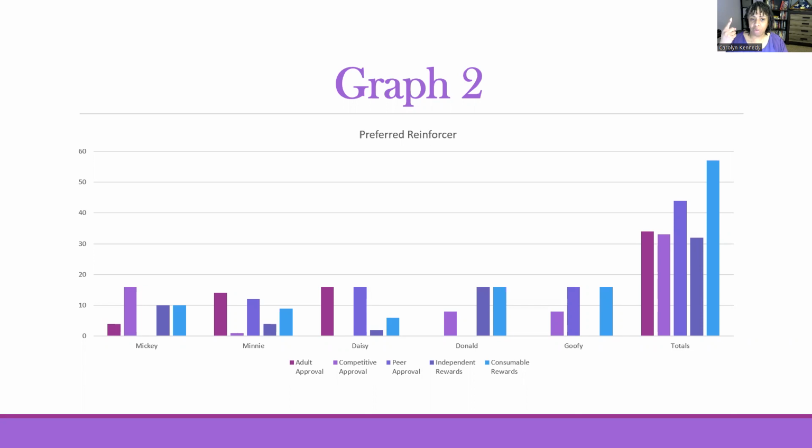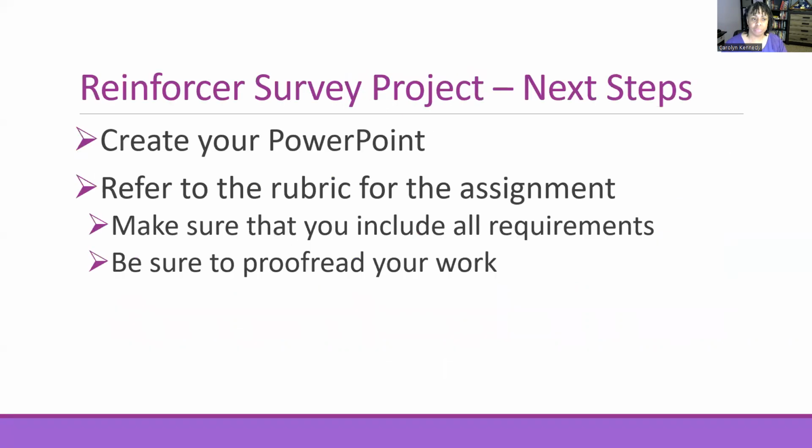So one slide for the bad graph, one slide for the good graph, and then one slide where you're going to explain to me why one is better suited than the other. So you're going to create your PowerPoint. You're going to refer to that rubric that I already showed you that tells you slide, slide, slide, slide, exactly what you have to have on all the slides and what order they go in. It's all laid out there for you. Make sure that you include all of the requirements and make sure that you proofread your work.